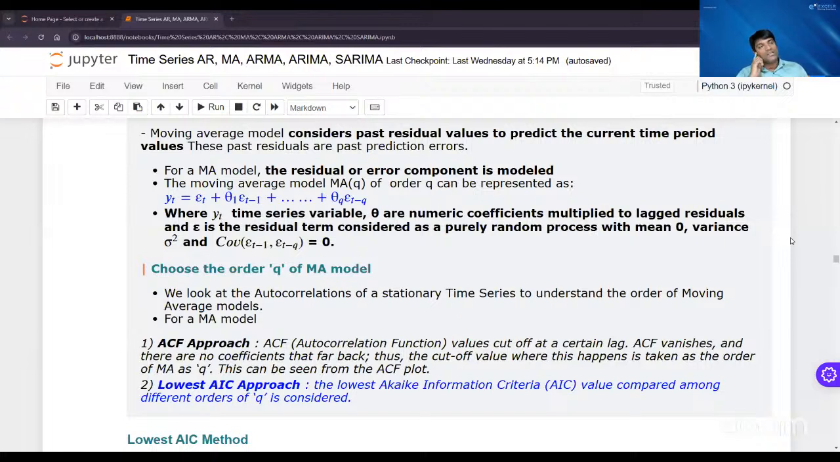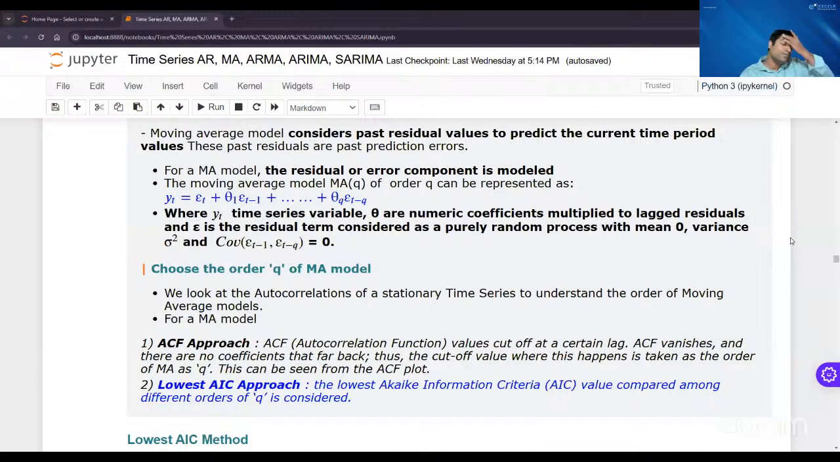And one more important thing is PACF, which is the partial autocorrelation function. This also has to decrease, I can say exponentially, right? So this has to decrease exponentially as the lag increases. Okay, so this is what you have to keep in mind. Fine. So now let us move a little forward.